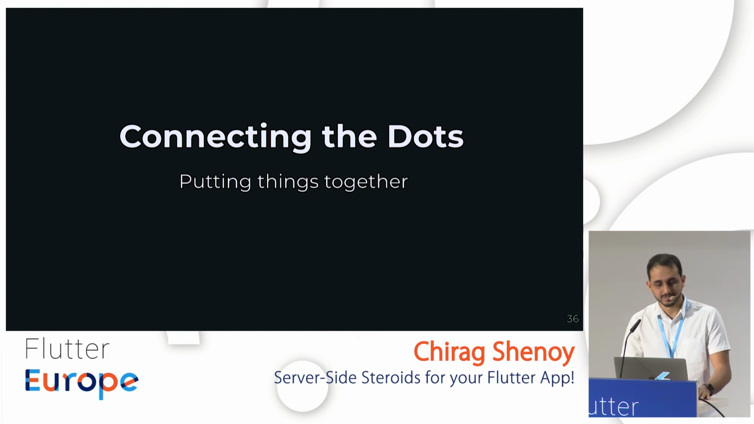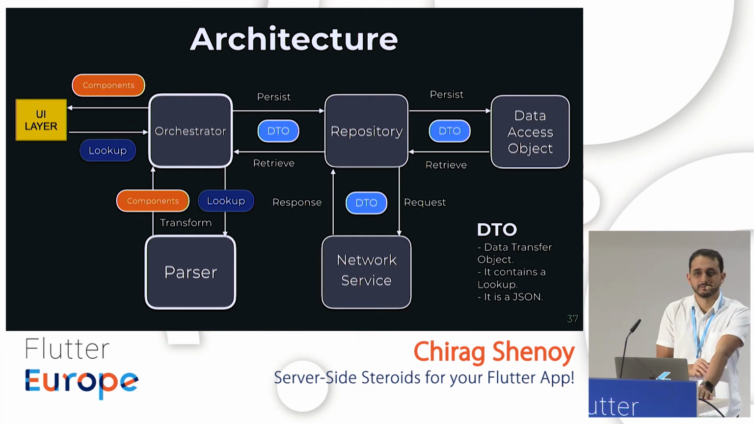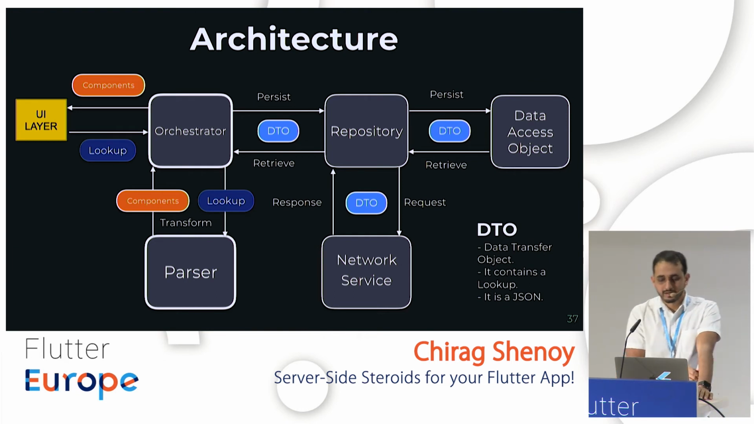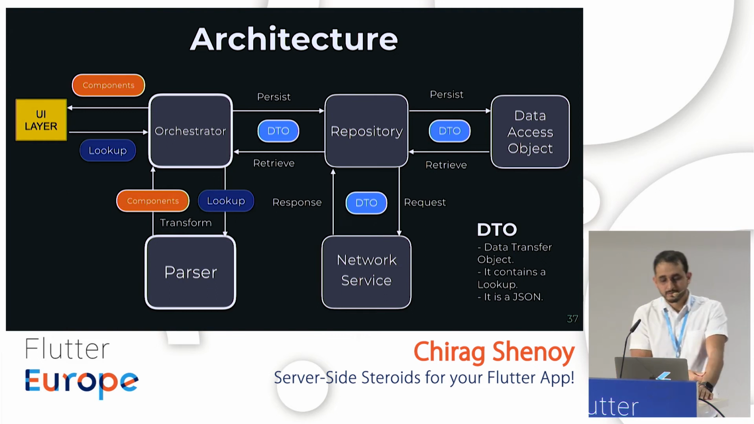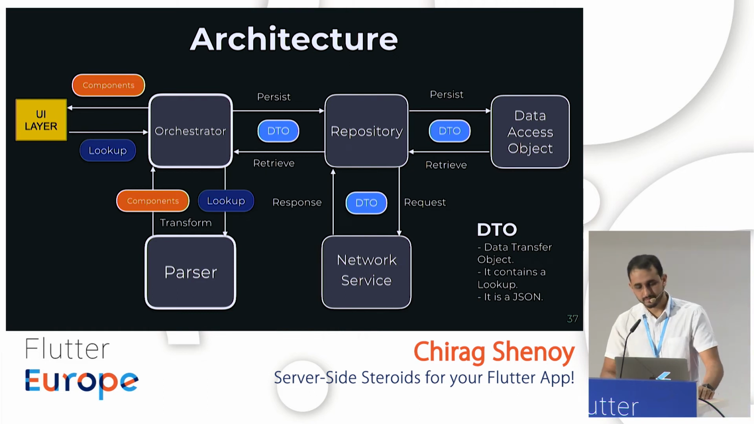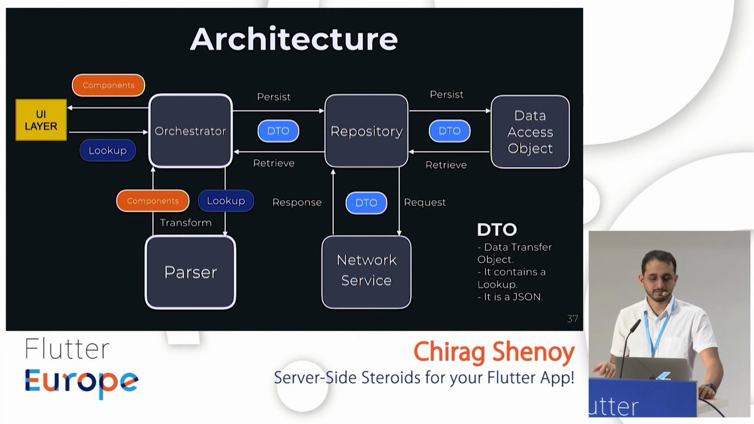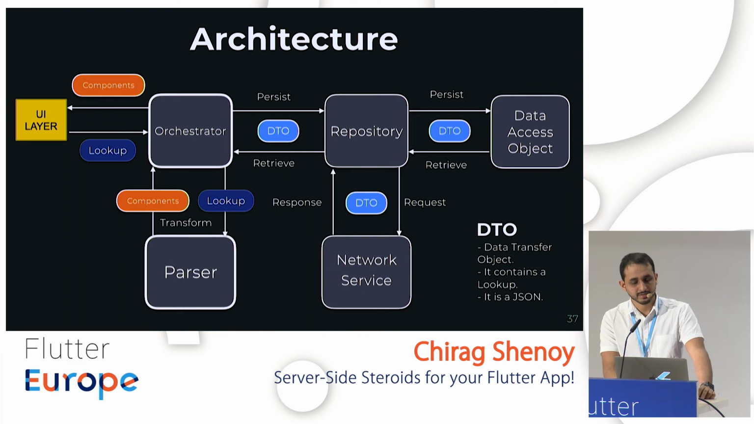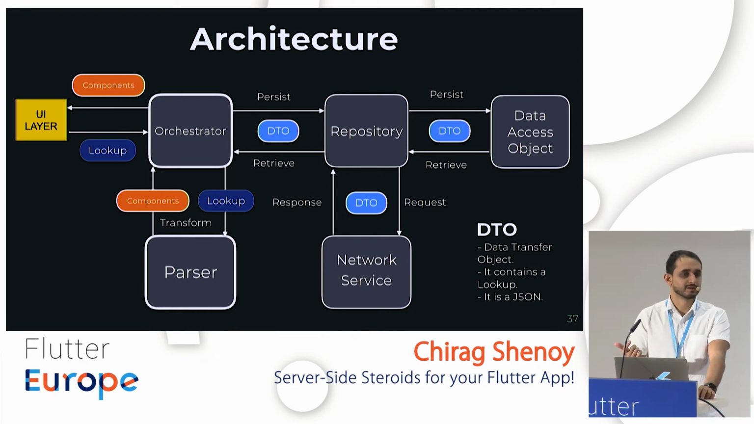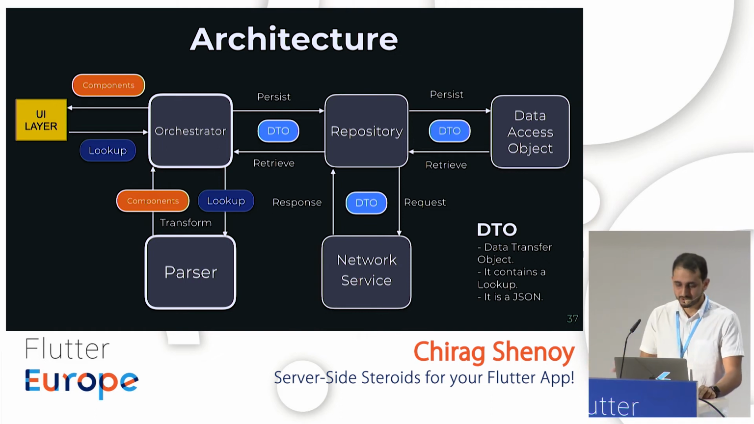And how do we connect these dots? How do we put these things together? This is a high-level architecture that we built. It's inspired from the repository pattern which Android uses. Let's start with the repository pattern and the network service, right? Your repository would request some data from the network service, which makes network calls, API calls, and you get something called a DTO. DTO is just a terminology for data transfer object, which is what gets transferred over the wire.